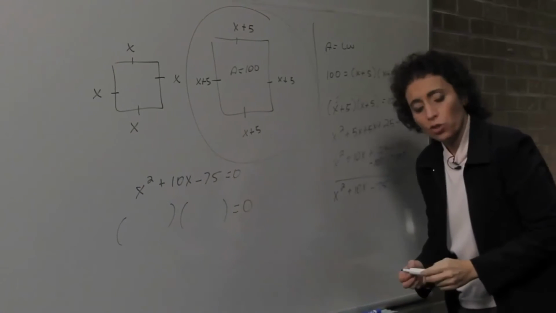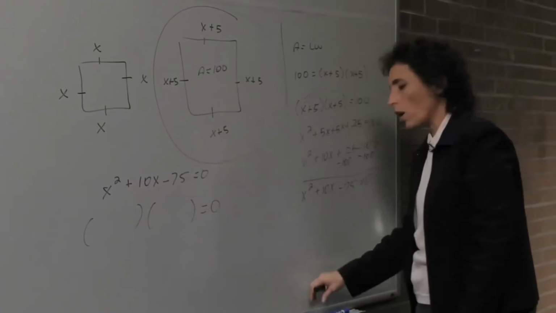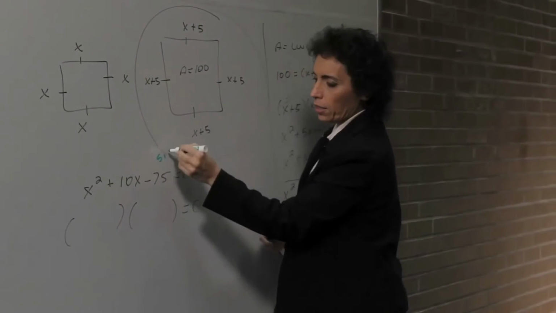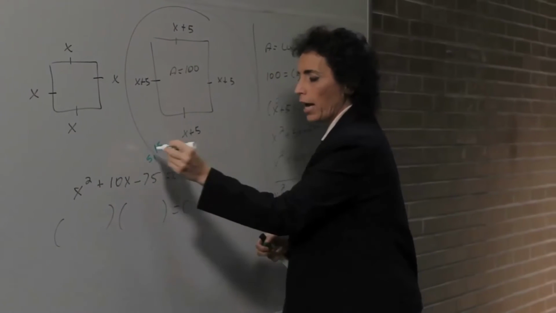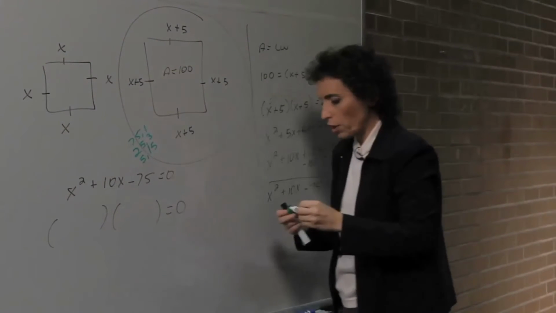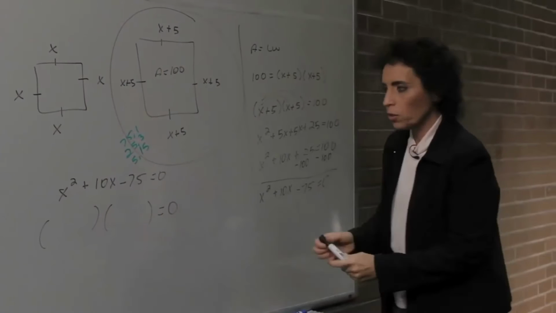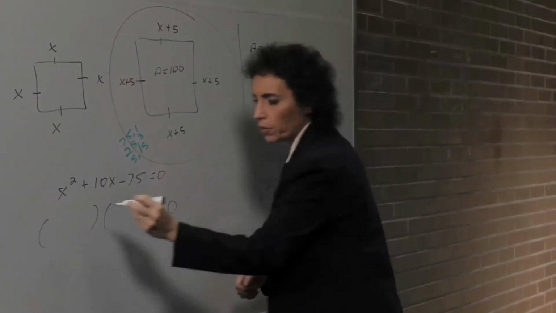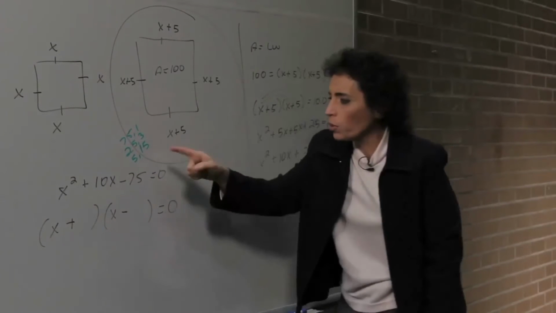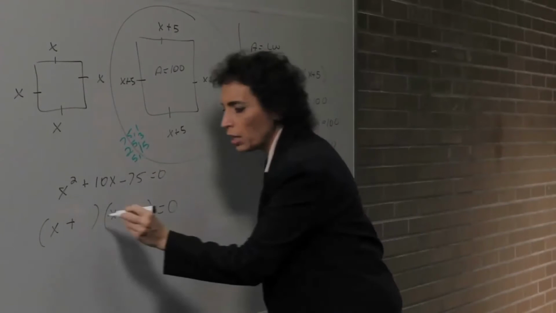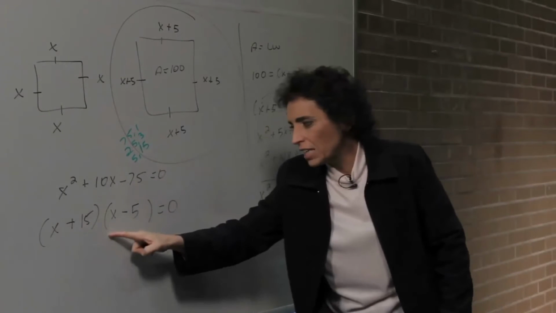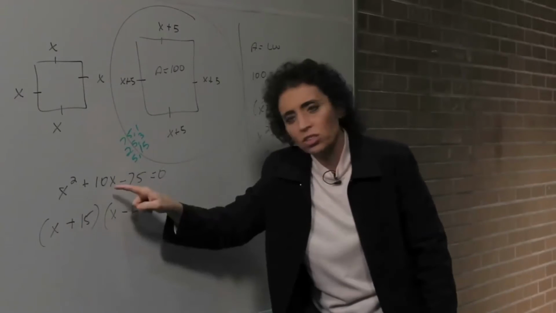No GCF, leading term positive. Okay, let's try to get our factors of 75. We have 5 and 15. We have 25 and 3. We have 75 and 1. Let's try 5 and 15. For me, they're the closest. The signs are different, one plus, one minus. And we said we try the closest ones, 5 and 15. So put the 15 here and the 5 here. Positive 15x, negative 5x gives me that positive 10x.